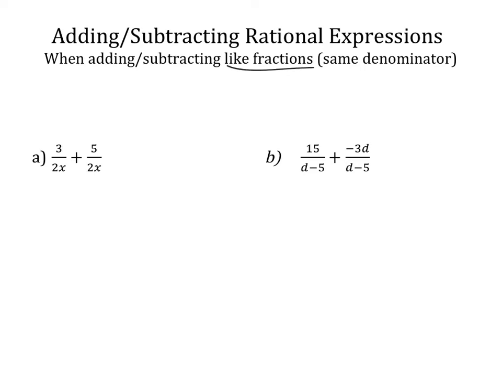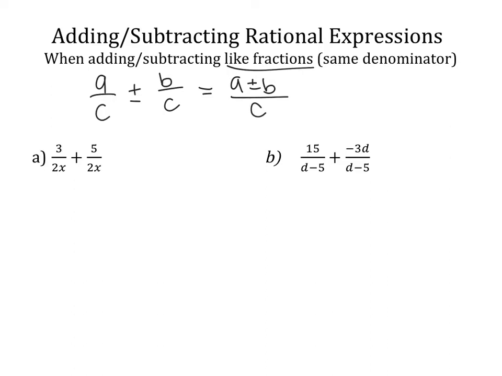And when I say like fractions, I mean fractions that have the same denominator. So if you have a over c plus or minus, I say plus or minus because it works for both, b over c, same denominator. All you have to do is combine your numerators, depending if it's plus or minus, and then keep it over the same denominator.